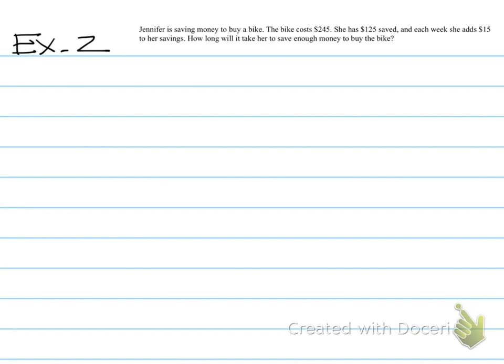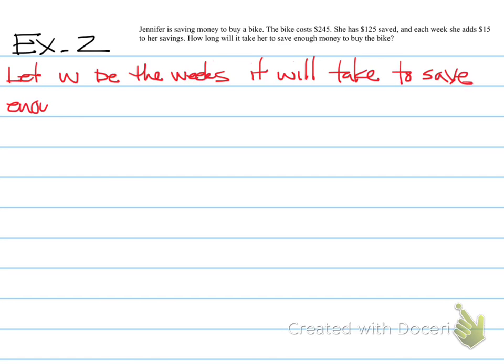Example 2. Jennifer is saving money to buy a bike. The bike costs $245. She has $125 saved, and each week she adds $15 to her savings. How long will it take her to save enough money to buy the bike? All right, so we're going to let W be the weeks it'll take to save enough money to buy the bike.